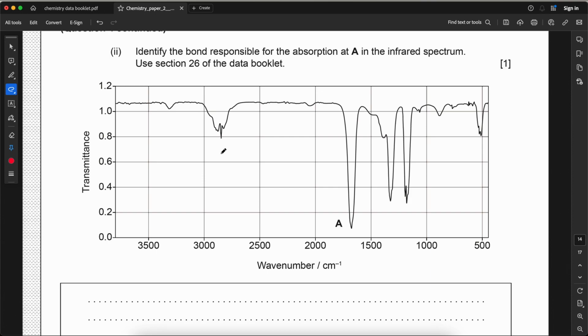Identify the bond responsible for the absorption at A in the infrared spectrum. A here is around 1700 to 1750, so it's a carbonyl.